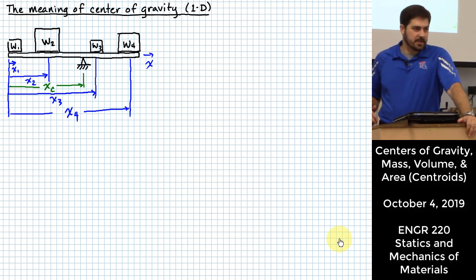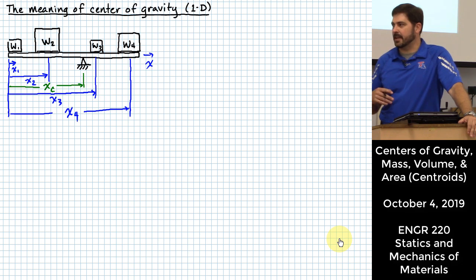So today's lecture, I kind of consider today's lecture to be all about finding the centers of certain things, okay? Included in this would be centers of gravity. That is very closely related to centers of mass. This is also related to things like centers of volume and centers of area. And so we need to define what we mean by that a little bit.